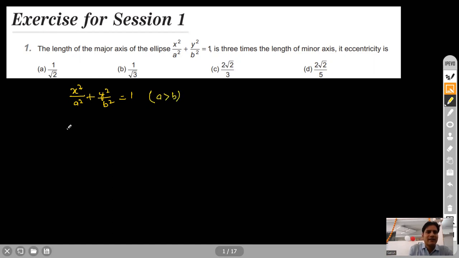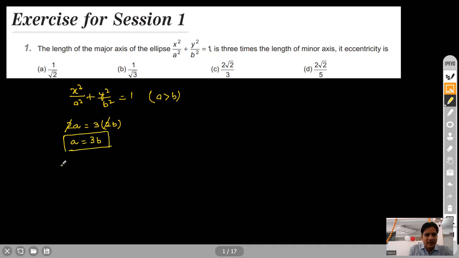So what will be the length of major axis? The length of major axis will be 2a. And it is given to be 3 times the length of minor axis. So 3 times length of minor axis. This is what is provided in the question. Now we have to find the eccentricity of this ellipse. So from here, if you see, a is coming out to be 3b, right?